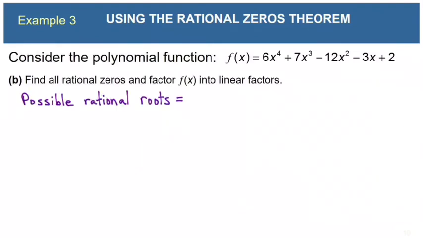Now that we have our list of possible rational zeros, or possible rational roots that we made on the last slide, let's start picking numbers out of this list and trying them out to see if they are in fact roots.